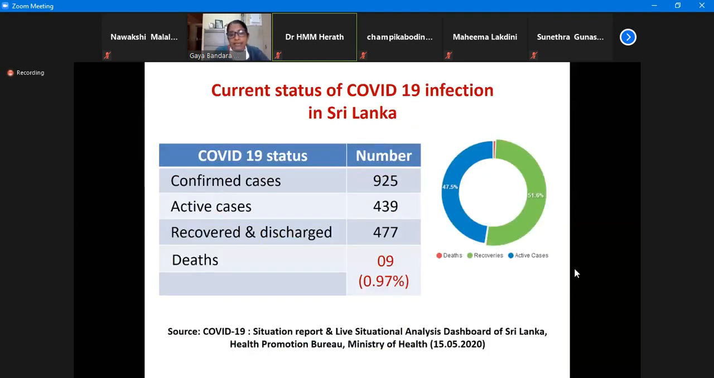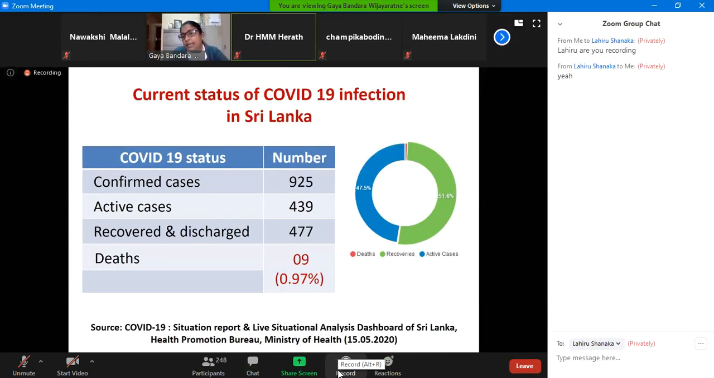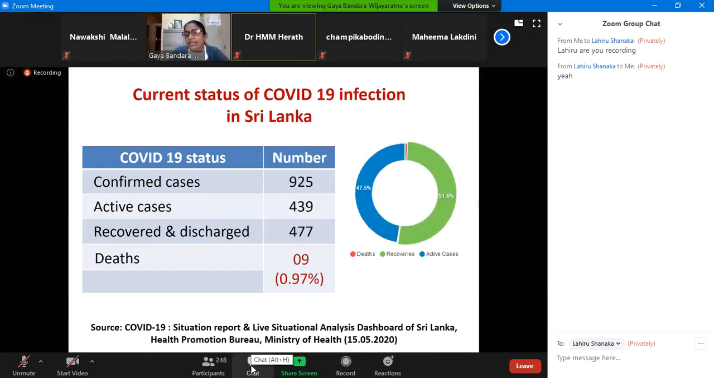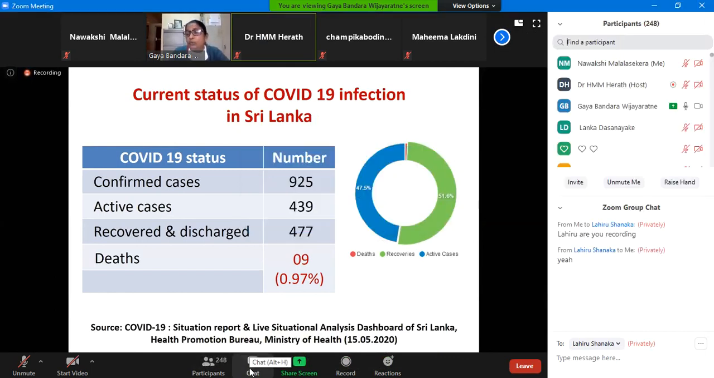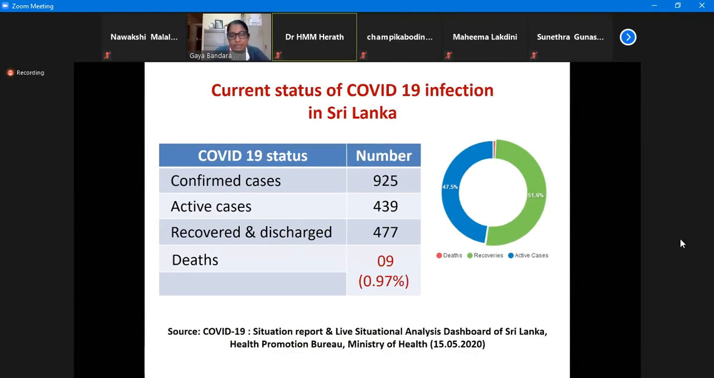And if you look at the Sri Lankan statistics of COVID-19, up to now we have 925 confirmed cases, of which 439 are currently active. We have discharged 477 cases, and the total number of deaths is 9, with a death rate of less than 1%. On the right hand side in this slide, you will see a pictorial representation where you can see that the recovered cases are more than the number of active cases at the moment, at about 52%.